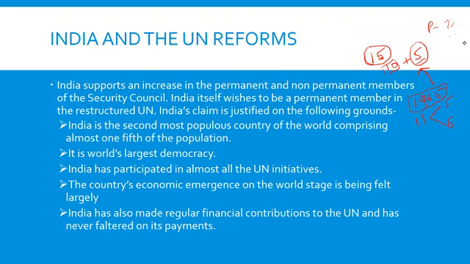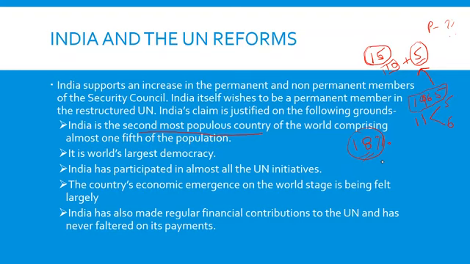Number one, India is the second most populous country in the world. The most populous country is China, that you all know, but it is predicted that in the next census, India is going to surpass China as well. India's share at present in the world population is 18%. That means that 18% of the world population lives in India. This is a big number. So number one ground for the claim of permanent membership is this huge population, that we are a country that represents 18% of the world population.